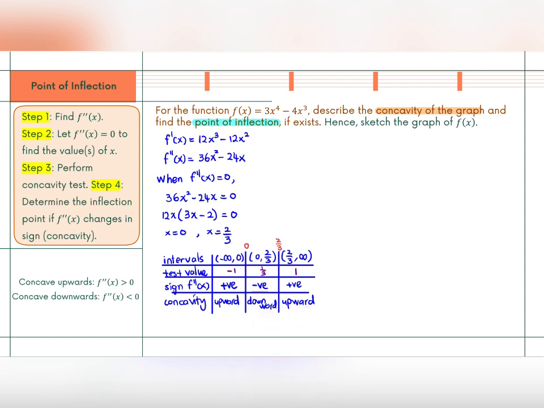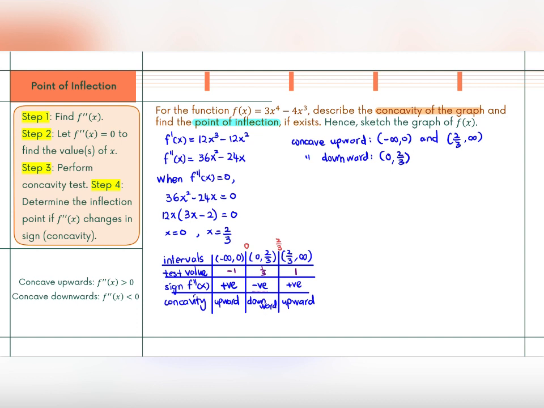So, first of all, the question asks us to describe the concavity. So, the answer will be, our graph will be concave upwards at the intervals negative infinity to 0 and 2/3 until infinity. Okay, and our graph will be concave downward at the interval 0 until 2/3. So this is what we are going to write as our answer for the concavity of the graph.